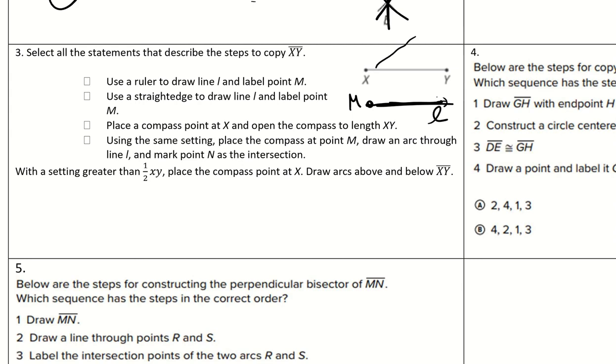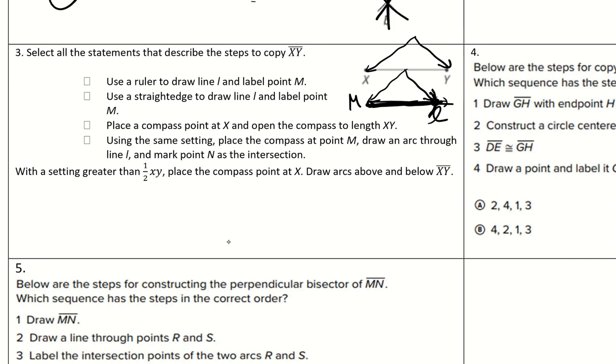Then you're going to use the compass to measure the distance between X and Y. Then you take that compass and place it on the line that you made, and you're going to make an arc. That will mark where the line should terminate, so that the length has to be from M to that new point. And that's how you do it.